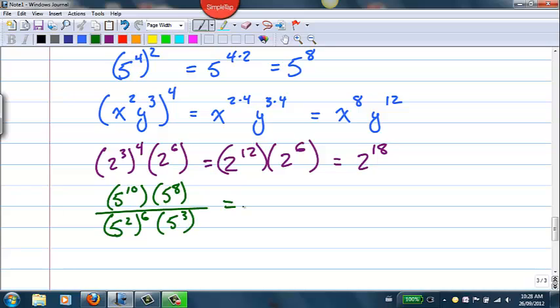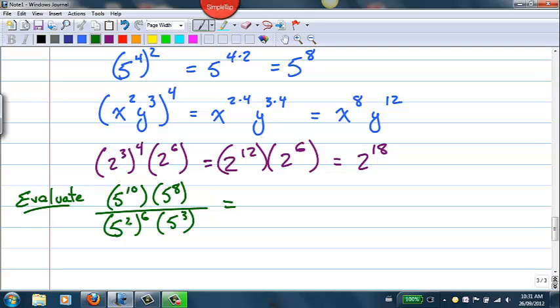A little bit more involved here. 5 to the 10 and 5 to the 8 over 5 squared to the power of 6 and 5 cubed. The line, that sort of fraction line, is like a grouping symbol. So I deal with what's on top and I deal with what's on bottom, and I treat them separately until I've simplified the top and simplified the bottom.